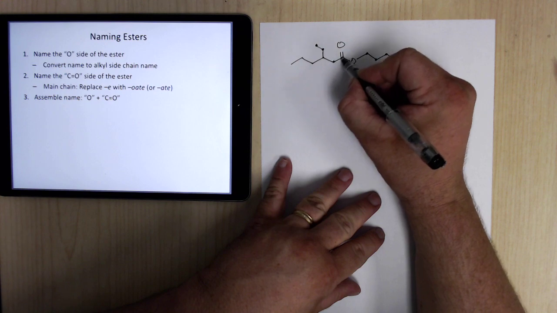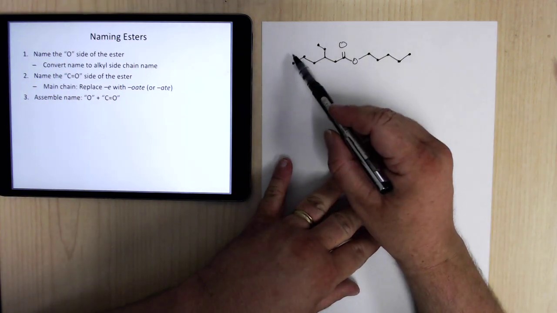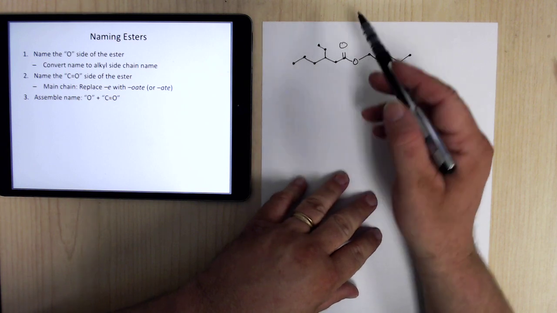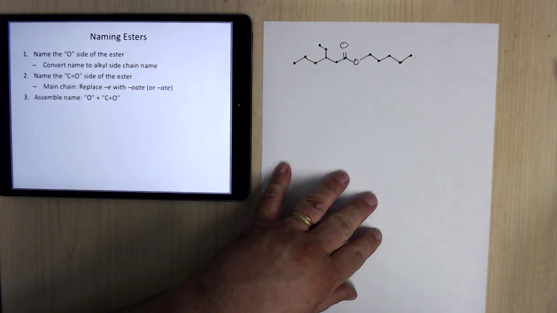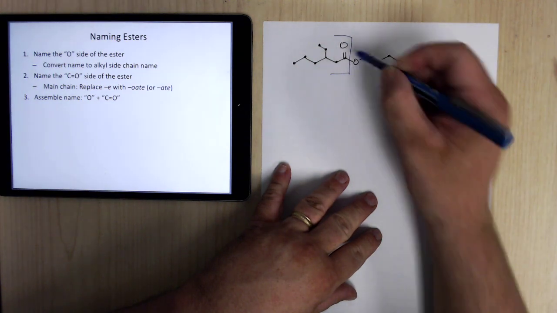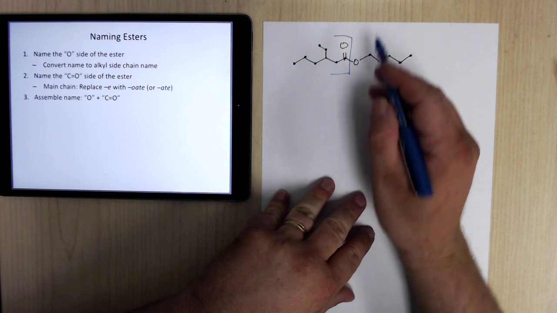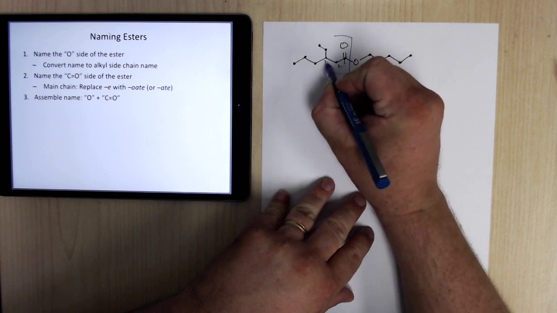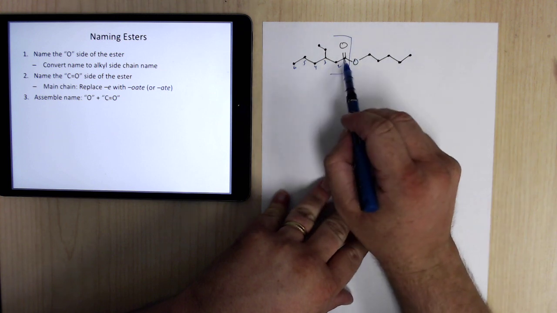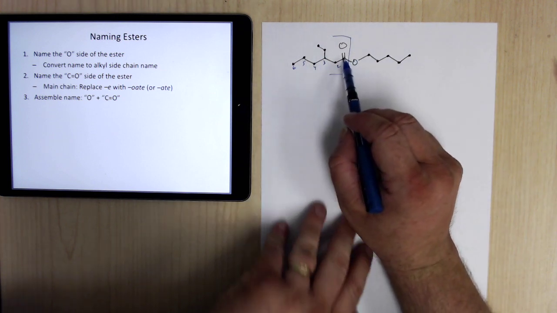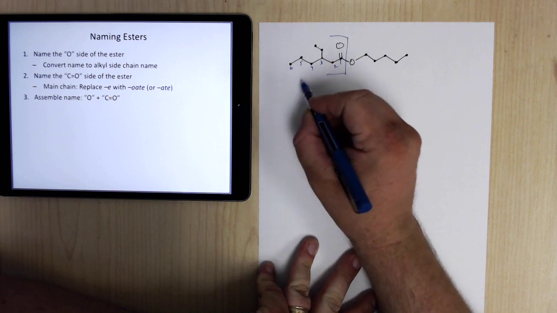Let's do this one as an example. Just like the amide, the main chain is going to start at this C double bond O and go away from the other oxygen. So it's going to be 1, 2, 3, 4, 5, 6. You have to find the longest chain starting at that C double bond O and going away. And so this side is going to be the main chain.